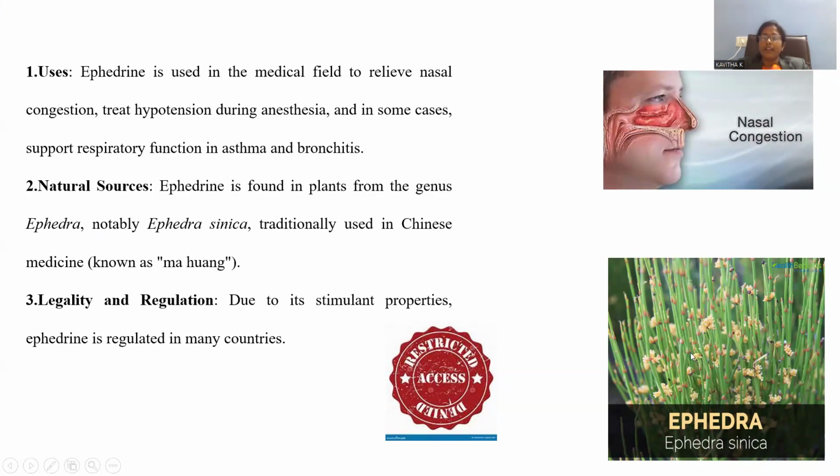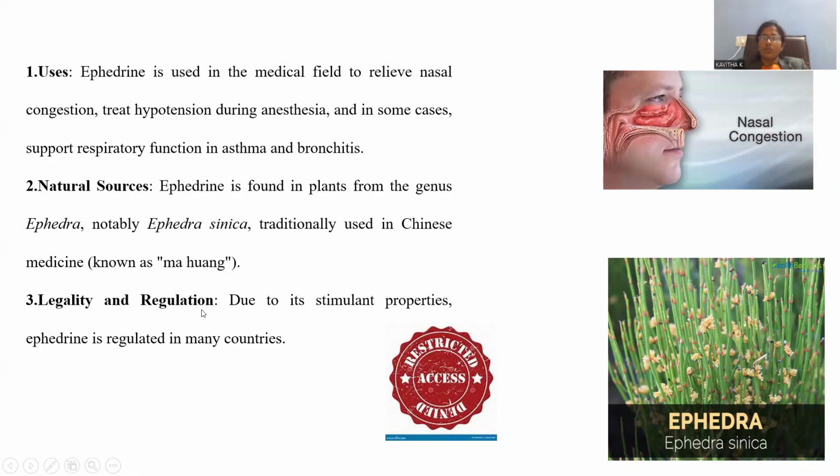Ephedra sinica is a plant, you can look over here, and it is traditionally used in Chinese medicine. The origin of this medicine is China, where in the native term it is called Ma Huang. Ephedra sinica is the scientific name for this natural product called ephedrine, from which we are going to extract this one. And let's see what the legality and the regulation are for this one.